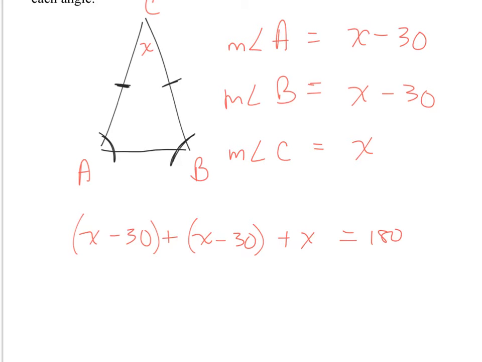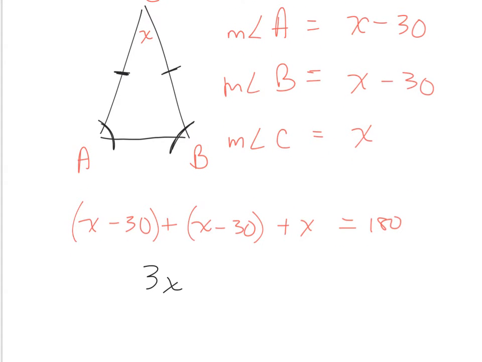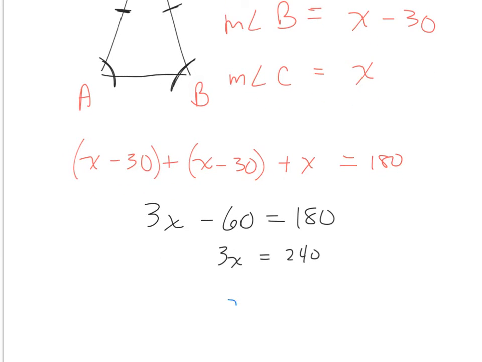How many x's do we have? 3. So we have 3x here, minus 30 minus 30 is minus 60, equal to 180. And then algebra is easy at this point. Add the 60 over and divide by 3. Again, I'm not really showing the steps here, so I'm verbalizing. I'm telling you in words what I'm doing, so ask me a question if it doesn't make sense.